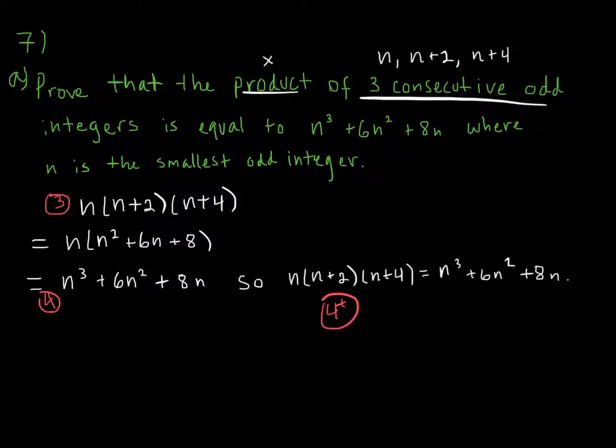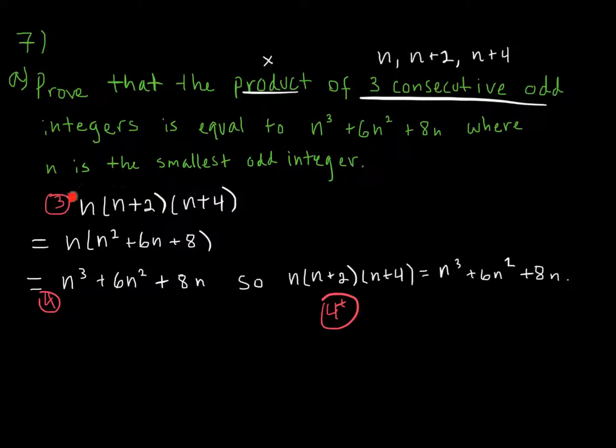Alright, so here I want to prove that the product, multiplication, of 3 consecutive odd integers is equal to n cubed plus 6n squared plus 8n, where n is the smallest odd integer. So I know that if n is the smallest odd integer, then 3 consecutive odd integers will be n, n plus 2, and n plus 4, and I'm multiplying them together.